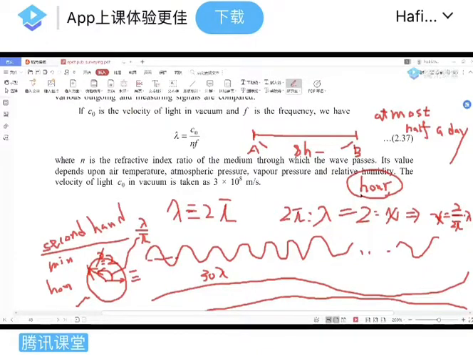Okay, so you must have some rudimentary idea about the distance you are going to measure. Is it going to be day, or is it going to be hour, or is it going to be minute, or is it going to be second? You must have some rough idea first.